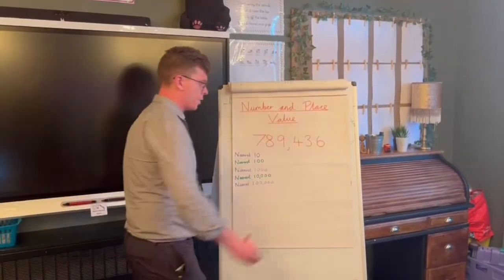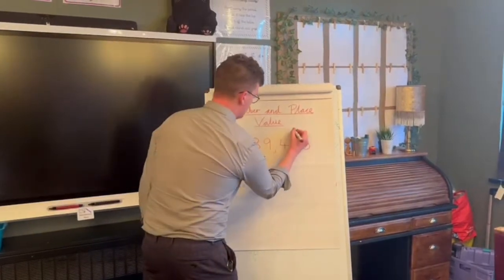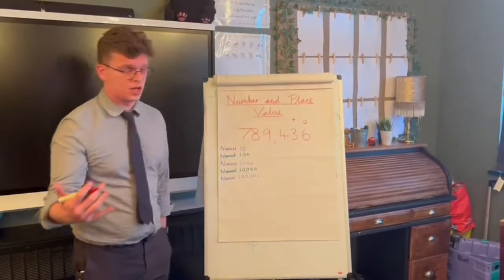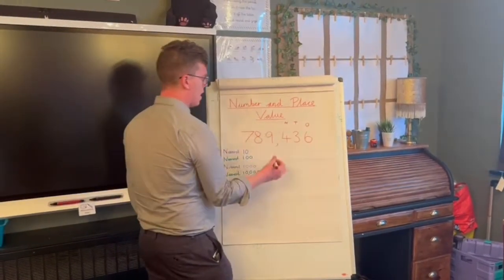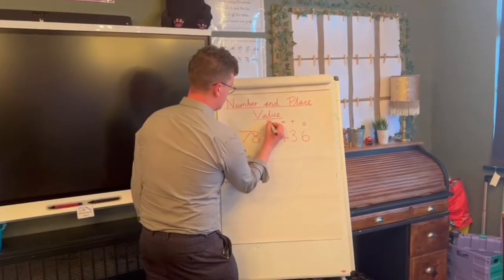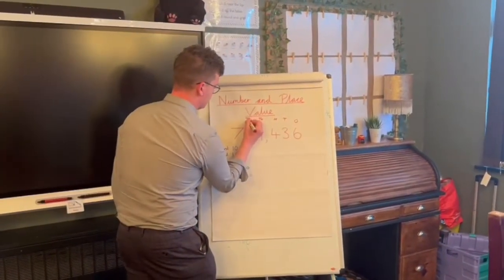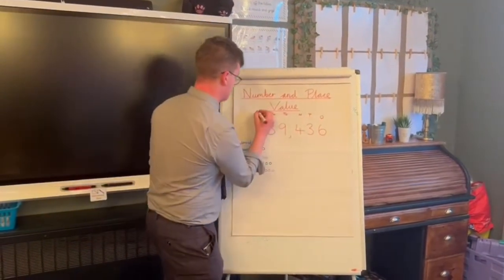789,436. 6 is in our ones column. 3 is in our tens column, as we have 3 lots of 10, which is 30. 4 is in our hundreds column. 9 is in our thousands. 8 is in our 10,000s. And 7 is in our 100,000s.